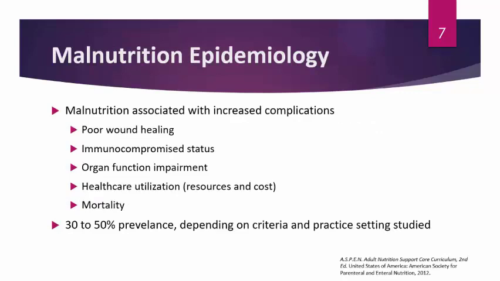To give you just a little bit of background of malnutrition and why malnutrition is so important to recognize, malnutrition is associated with increased complications. And this can be complications related to your patient or even complications related to your healthcare facility. So some that are related to your patient include poor wound healing, such as protein calorie malnutrition. If your patient is not getting adequate amount of protein, they may be predisposed to poor wound healing if they have a wound. Immunocompromised status.